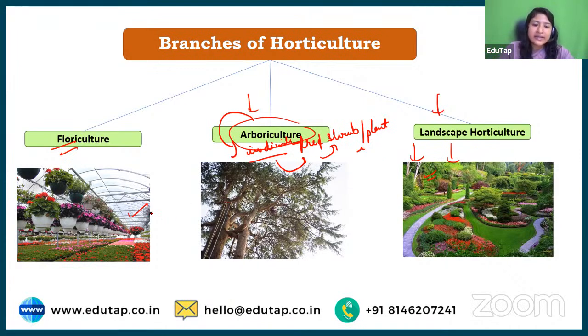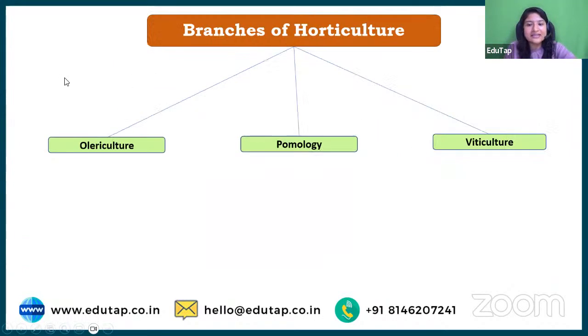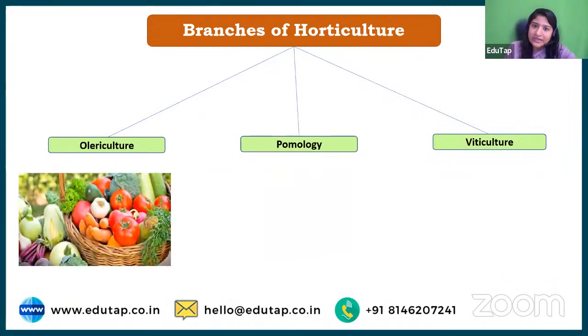Okay, but in your first case, which is floriculture, the aim is to produce flowers and cut them and sell them. I hope you understand the difference between floriculture and landscape horticulture. Then we have olericulture, which deals with the production of vegetables.